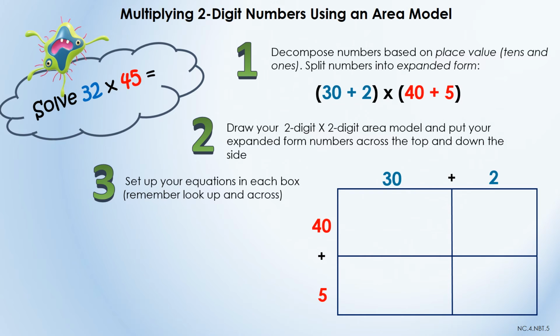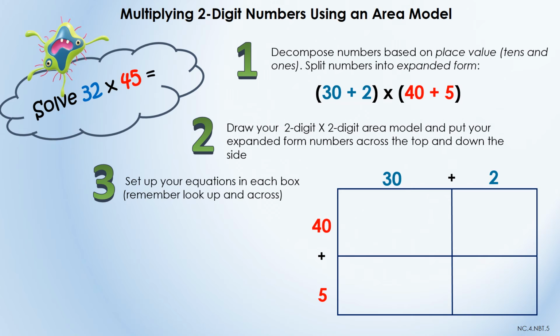Step 3, I need to set up my equations in each box. Remember to look up and across. This is when I'm going to use my magic fingers, okay? I'm going to use my 2 pointer fingers. I'm going to put one finger on that 30 and one finger on that 40, and I'm going to bring them until they meet.